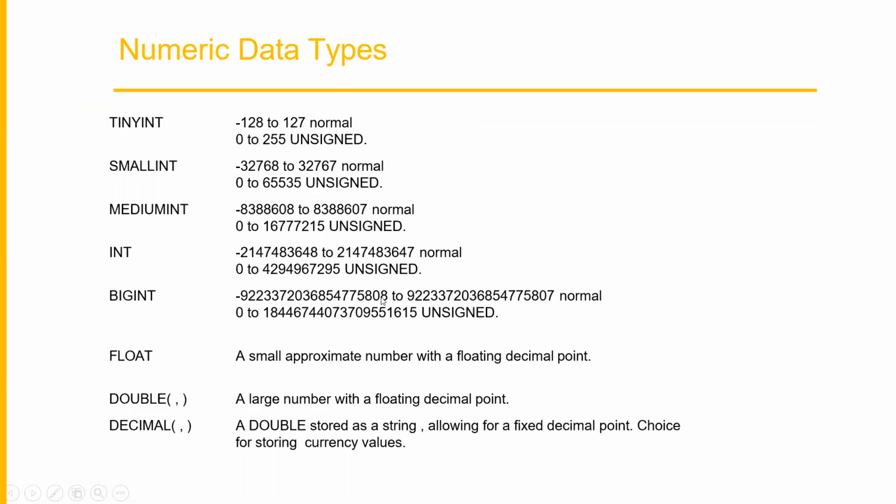And big int is still longer, a huge number. You will know while defining the column what data you'll be storing in it. So according to the requirement, we should choose one of these data types. If it is a numeric data type, we should know what the possible values for the column can be, and according to that we'll choose one of the data types listed here.